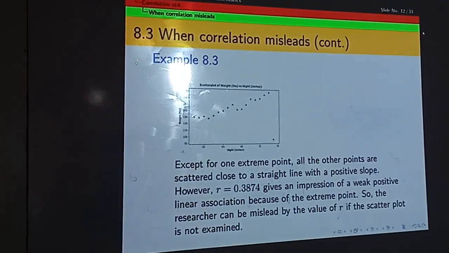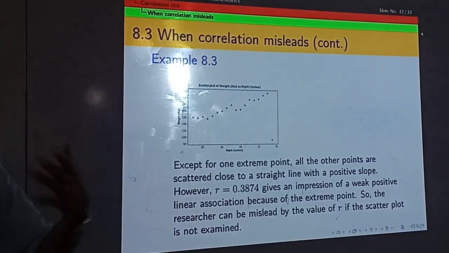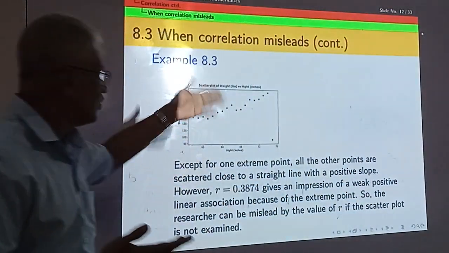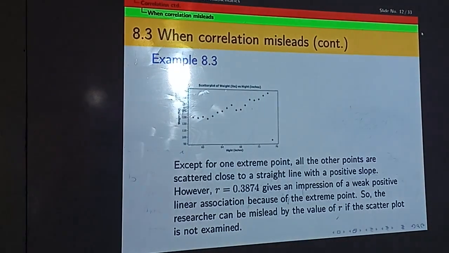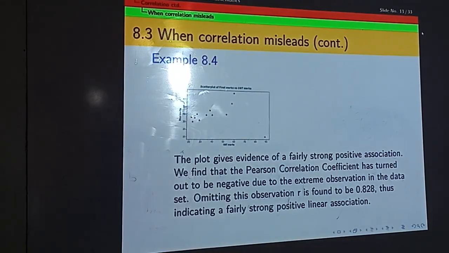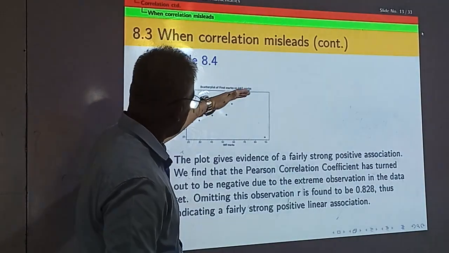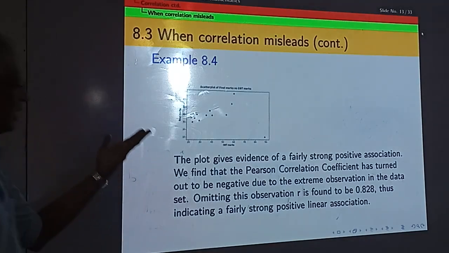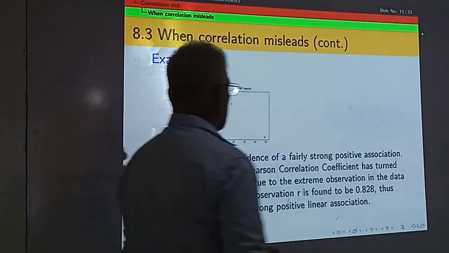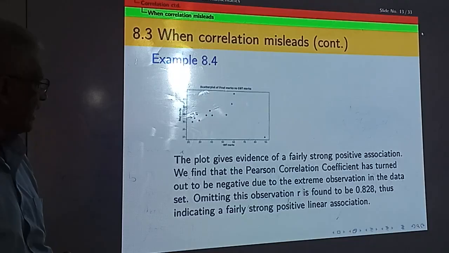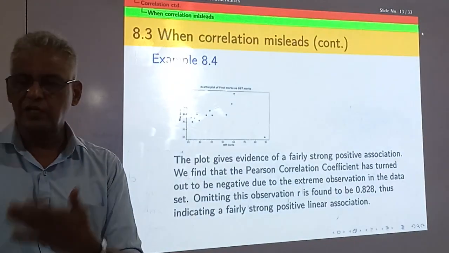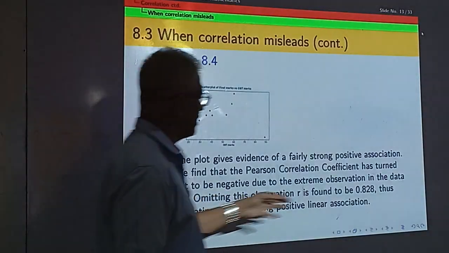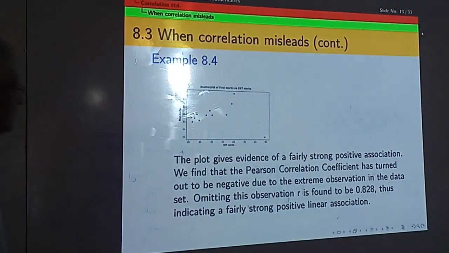In that case, of course, R is not a suitable measure, because it's not a football shape or any kind of shape. Similarly here, you have some kind of linear relationship, but because of this outlier, R becomes very small. But if you remove it, and of course you remove it only if it is a real blunder, a wrong outlier, then R will be something like 0.828.